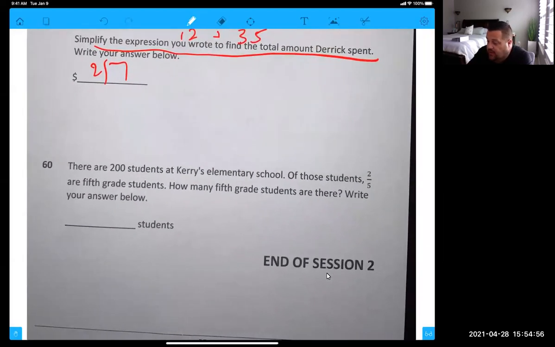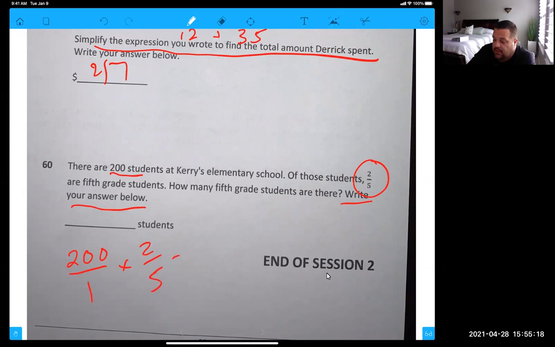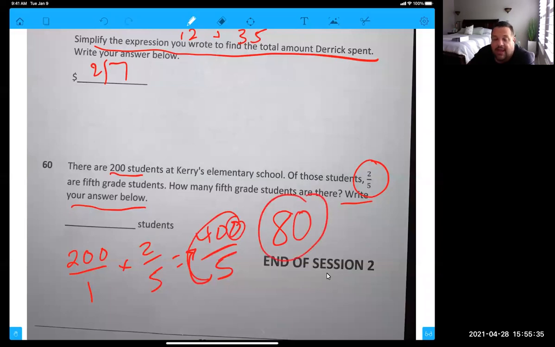There are 20 students at Carey's Elementary School. Of those students, 2/5 are fifth grade students. How many fifth grade students are there? Write your answer below. You have to know when you see this fraction and you want to get a piece of the whole, you got to multiply. So you're basically taking 200, make it a fraction, multiply it by 2/5 equals 400 over 5. Divide this 5 into the 400. 5 goes into 40 eight times, and then you have this last 0, it goes into that 0 times, and 80 is your answer.